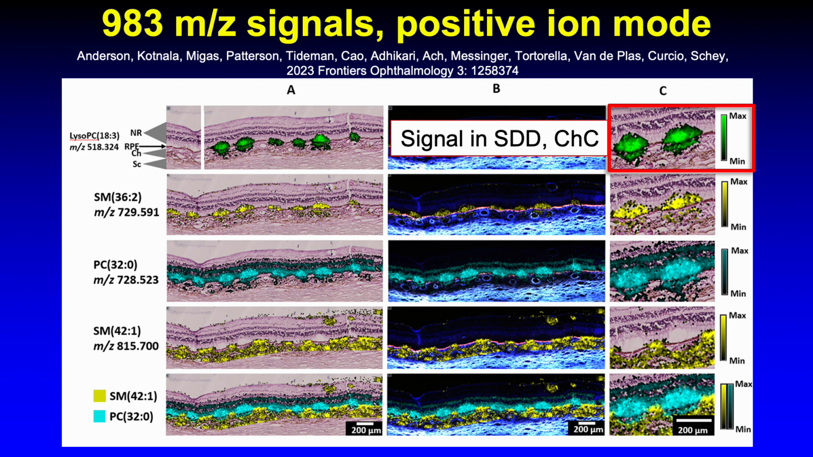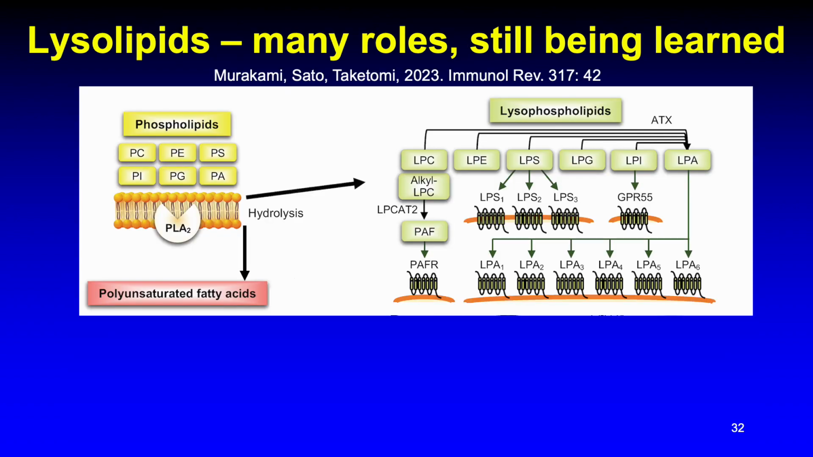And these are taken from over 900 positive ion mode signals, and we had almost as many for negative ion mode, which could be used for automated analysis. And the top 5 hits, which I'm just skipping over for now, were all lysolipids.